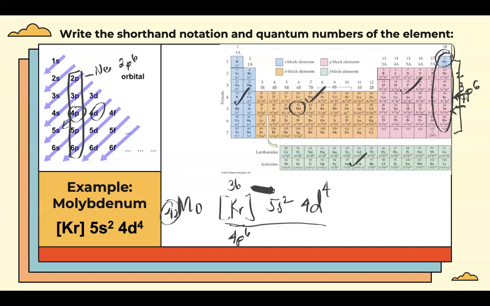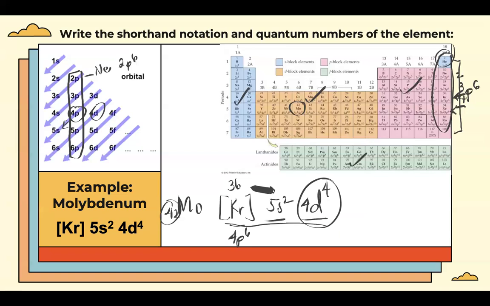Now, on D block, you have to choose those with the highest energy level. So we only have two here. We have 5s and 4d. And we will not be choosing 5s even if it has the highest energy level, because molybdenum is on the D block. So we have to choose 4d.